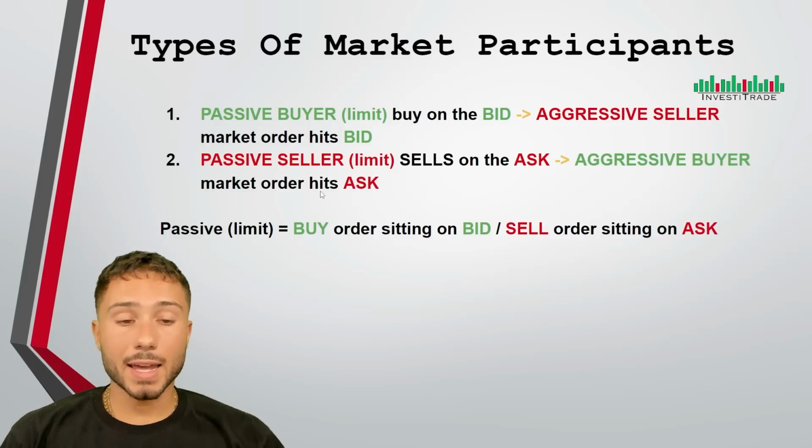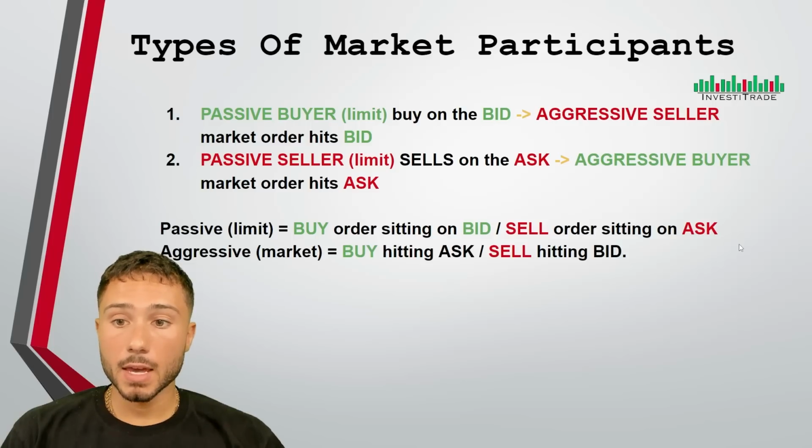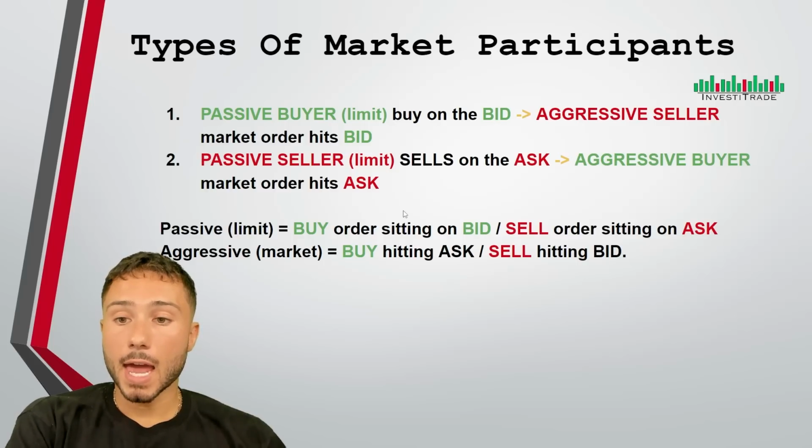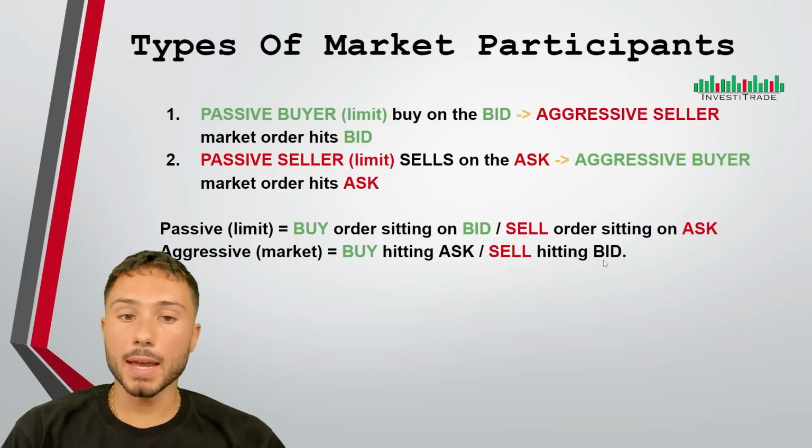To understand this again, just to recap it over and over, a passive or limit order, if you're looking to buy, you're going to buy on the bid. If you're looking to sell passively, you're looking to sell on the ask. If you are aggressive, you are buying by hitting the ask. And if you are aggressive, you are selling to hit the bid. A seller which hits the bid will get sold to by someone looking to buy on the bid. A buyer looking to buy aggressively on the ask is going to buy from someone looking to sell on the ask.